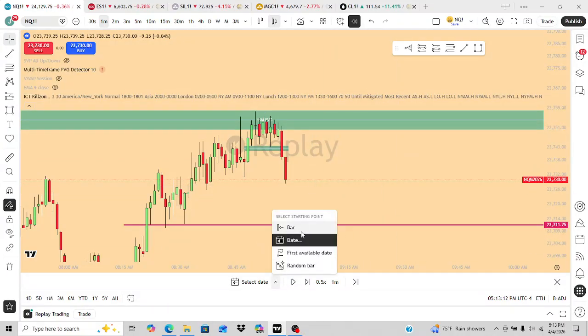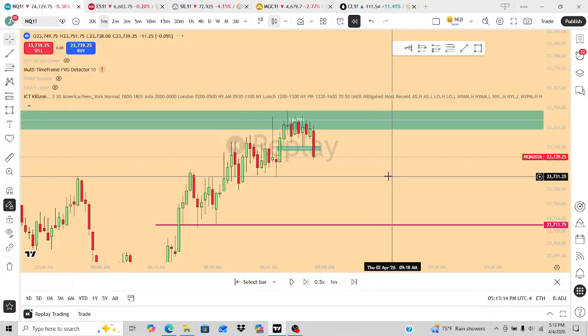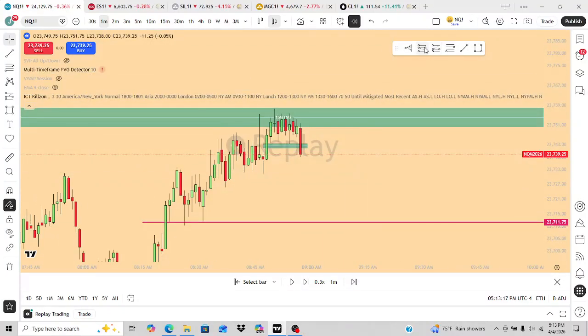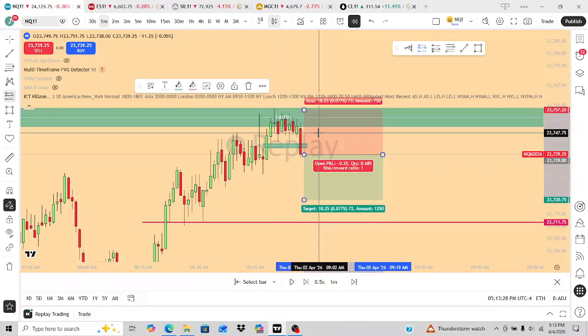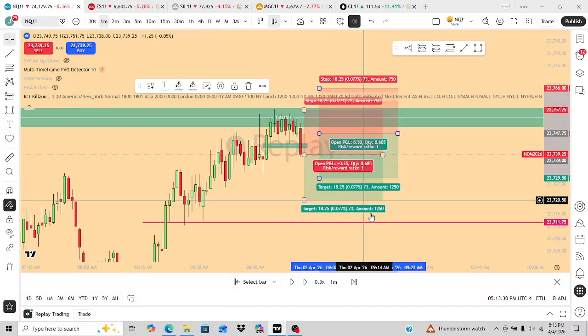Well, let's back it up because we want to enter off this inverse. Put stops above these candles' wicks because this is the highest point that price has went, but we're also inside of that 15-minute fair value gap. Oh crap.